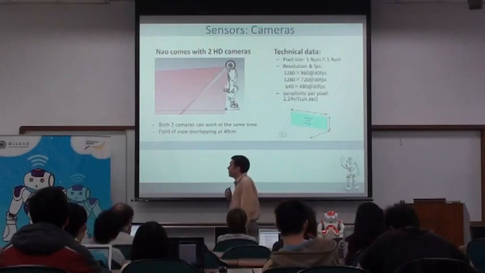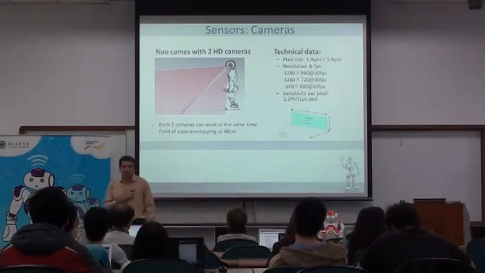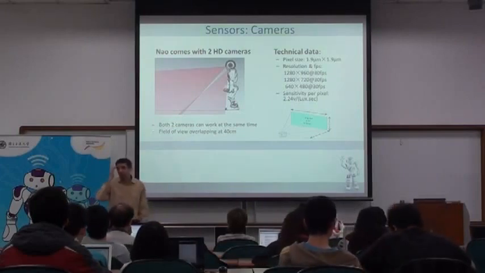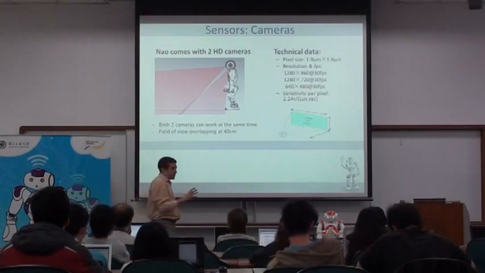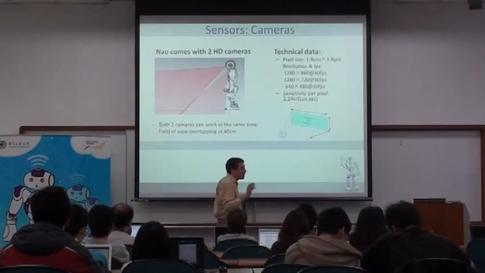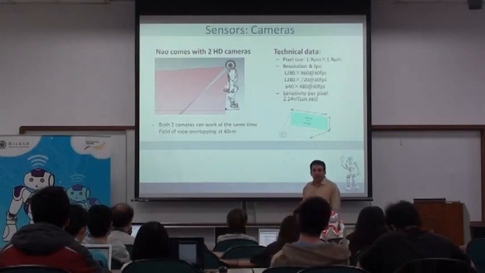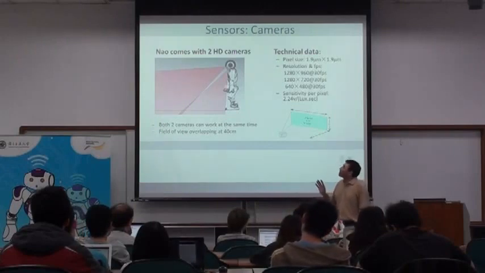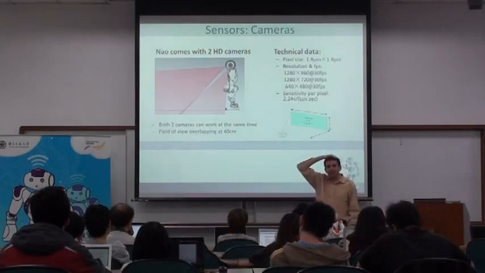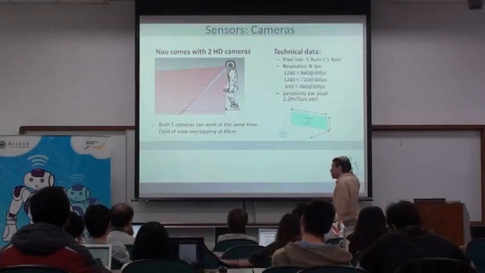But the stream is not compressed. It's raw data. Why? Because usually people who make vision algorithms prefer to have the raw data, just to work on each pixel and not have artifacts from compression. So of course, this is a very huge amount of data, and it cannot go through our Wi-Fi network or even the Ethernet. It's quite big.